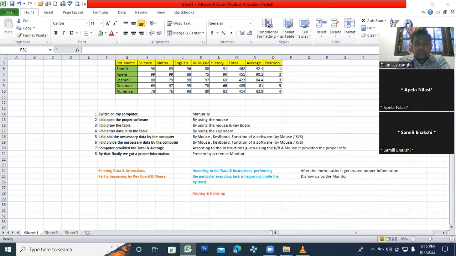Working process of the computer. This is the topic, and this is our next day topic. Right? Working process of the computer. Now you know what you all have to do.